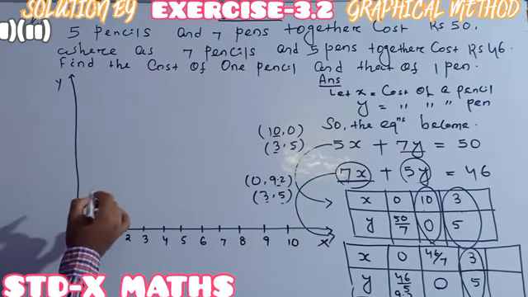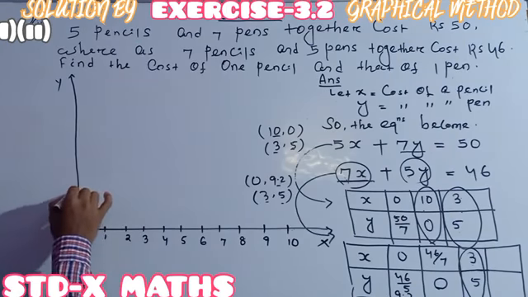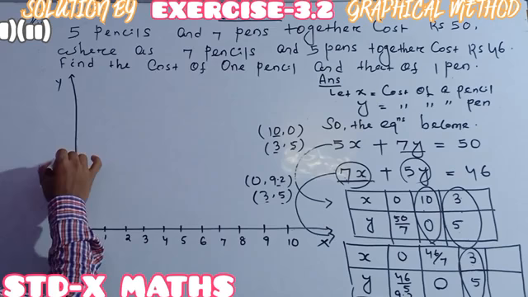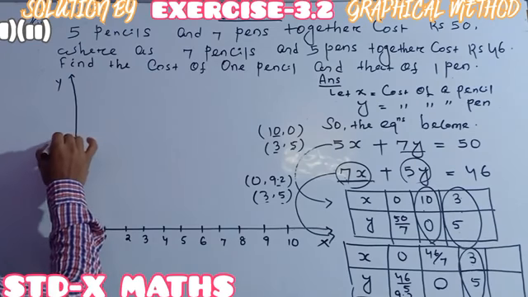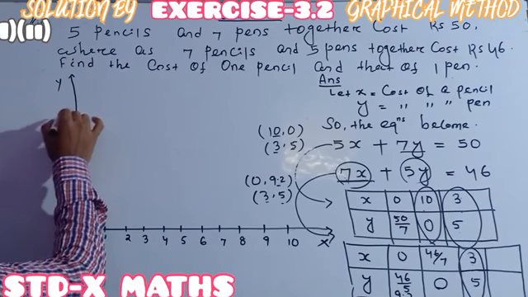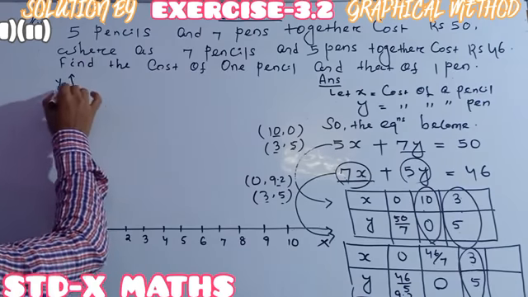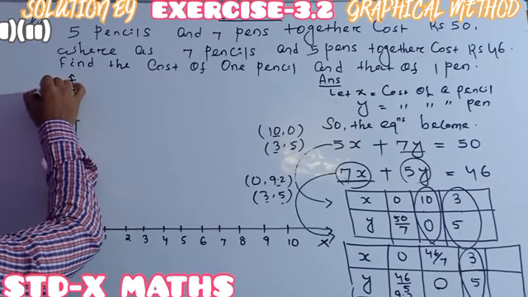In the same way, on the y-axis, 1, this one will be 2, this one 3, this one 4, 5, 6, 7, 8, 9, and this one will be our 10.